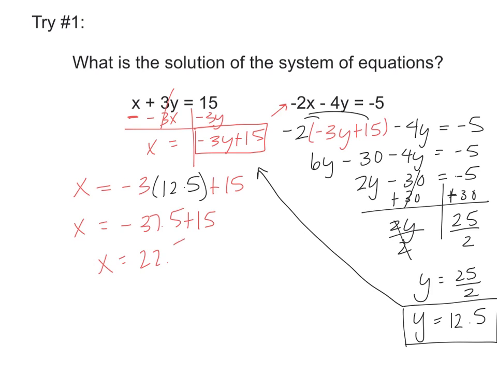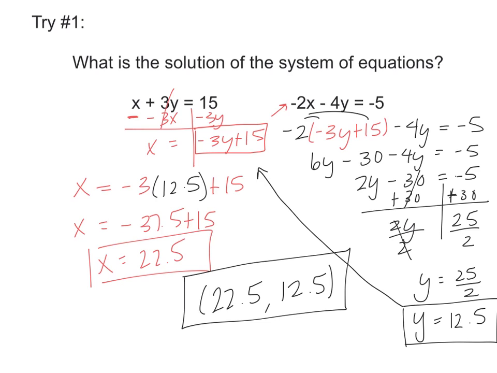22.5. And again, leaving it as just an x and a y is not acceptable. So we will write our final answer, a solution, as an ordered pair, which is 22.5, comma, 12.5. This is our final answer. So if I were to have graphed both of those equations, my point of intersection would be 22.5, comma, 12.5.